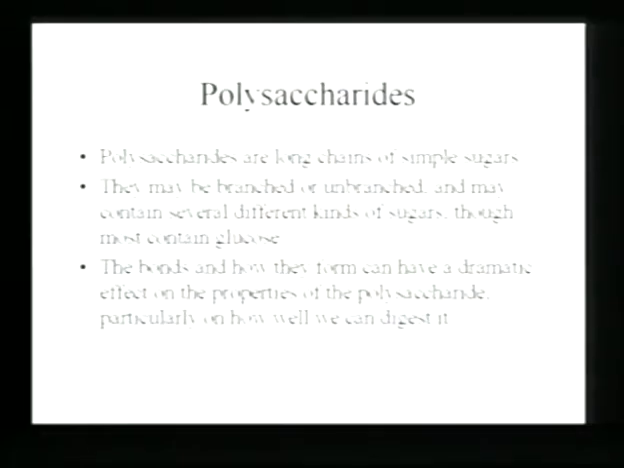The bonds that form and how they form have a dramatic effect on the properties of the polysaccharide. For example, if the bonds face one direction, we can digest them, and if they face the other direction, we can't. So it's a simple fact of where the bonds are that determines whether we can use the material as a food source or not. And I'll show you examples of that.